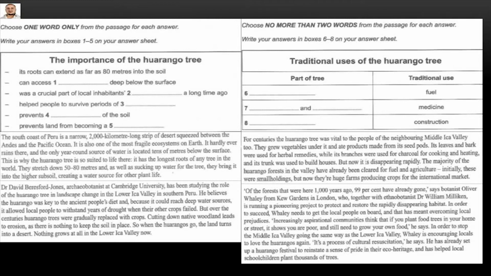For centuries, the Hurango tree was vital to the people of the neighboring Middle Eka Valley too. They grew vegetables under it and ate products made from its seed pods. Its leaves and bark were used for herbal remedies. Herbal remedies. As we know, remedies is something related to medicine. That means to use the herbs or the plants without using medicines. Okay, so its leaves and bark were used for herbal remedies.